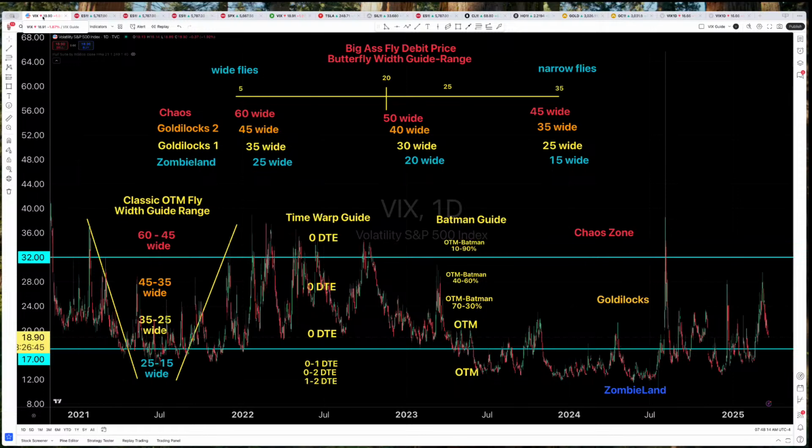It's still Goldilocks. That means that we're looking at Goldilocks 1. We're between 25 and 35 wide. Then we need to narrow in on where on that scale we are based on that level of VIX. And this is after thousands and thousands of trades that I've determined this. And this is all subject to change, of course.